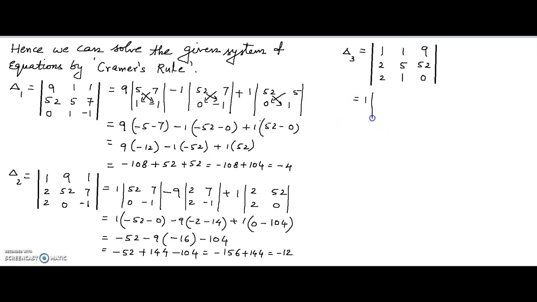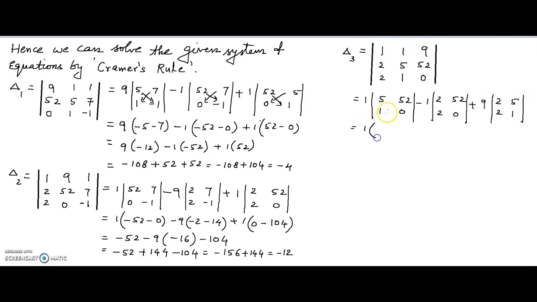Again the first element is 1. Leave out the first row and first column. 5, 52, 1, 0. Minus second element is 1. Remember, by default we'll have this minus sign. Leave out the first row and second column, the remaining 4 elements in determinant form, plus the last element is 9. Leave out the first row and third column, the remaining 4 elements in determinant form.